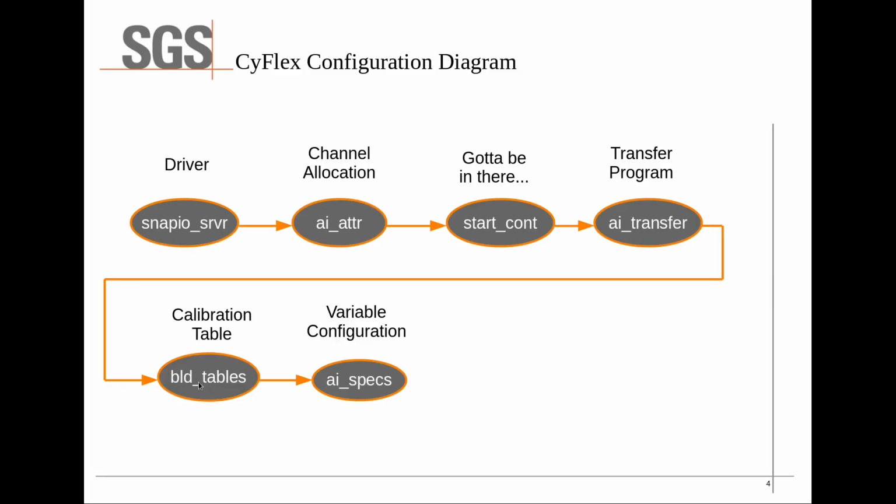Build tables doesn't need any arguments, you just run it, and so similar to start continuous, we're just going to tell you where to put it in your Go script. And then finally, AI specs is what's going to look at your input spec file and configure your analog inputs for the variable names, tell it what table to use, what units to use, etc.